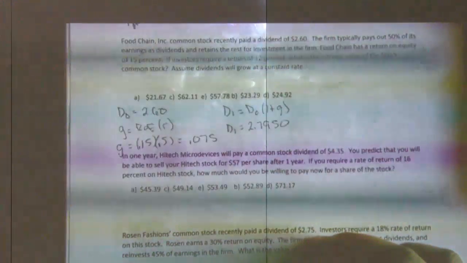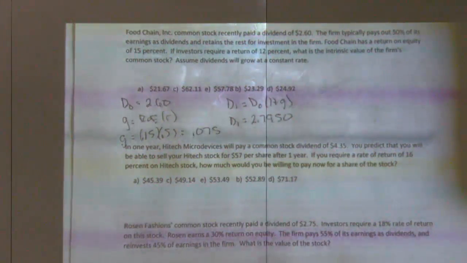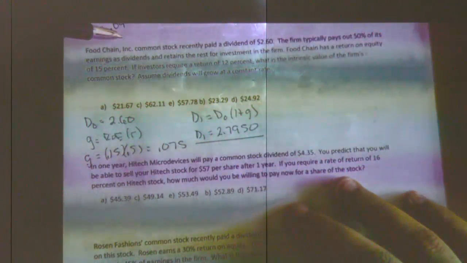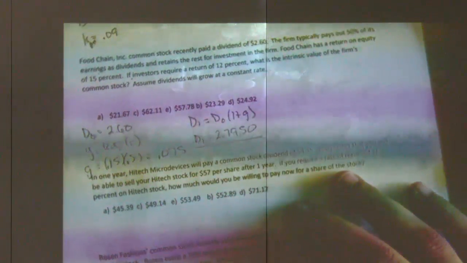You don't really have to do these 4 decimals, but I like to do them anyways. So you know your D1 is 2.79. The investors require a 12% rate of return, so your K is 12. And what is the intrinsic value of the common stock?